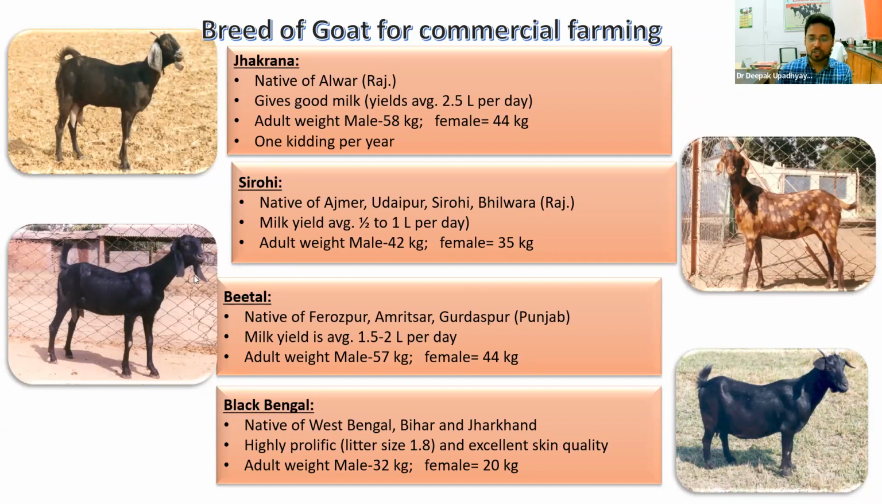Sirohi is famous in the Rajasthan area. There are several breeding farms and meat farms of the Sirohi breed. Beetal is found in the Punjab region. Likewise, Jhakrana. These are several of the breeds. There are several more, including indigenous or nondescript breeds, also being reared in commercial setups, and they are making a profit. So you have to decide according to your requirement and your area. The breeds are available.